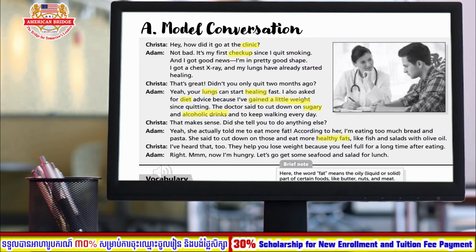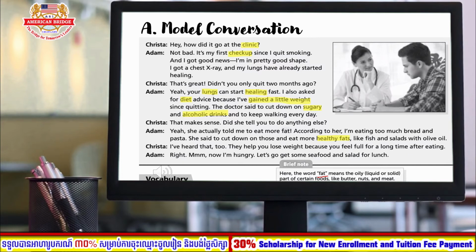Alright, so after this end of the conversation, I would like to draw your attention to a brief note at the bottom of this conversation here. So in this box, the brief note gives you the meaning of the word fat, right? So the word fat means the oily or the liquid or solid part of a certain food, like butter, nut, or meat. So fat in Khmer we call chit khlang.